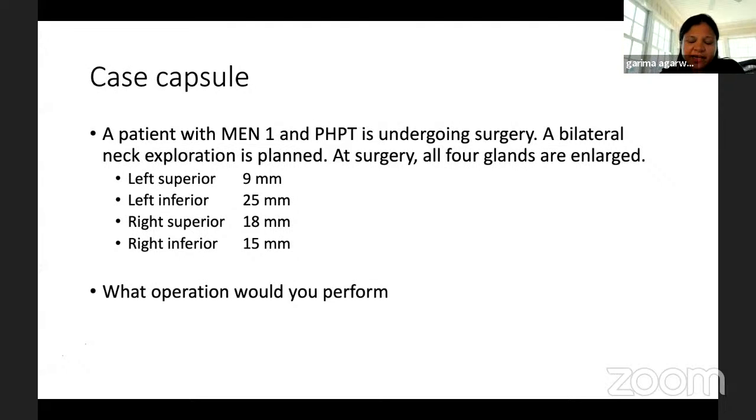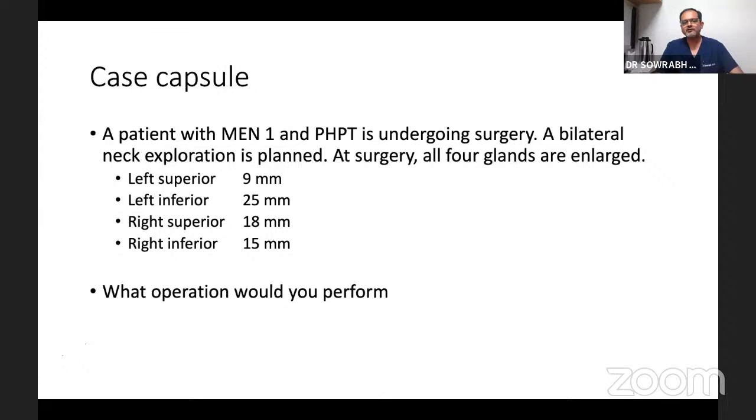No, I don't have enough experience to comment on that, but in the few that I've operated on, especially if I find all four and the inferiors are standing out, I don't do a thymectomy. Same thing for all the secondary hyperparathyroidism patients too. Saurabh, what about you? Same, if I find all four, then no thymectomy.